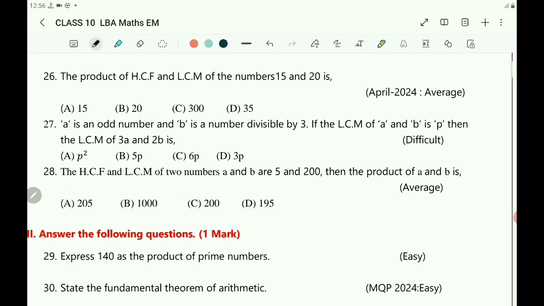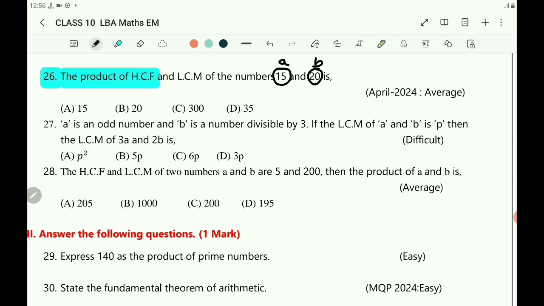Then take question number 26. The product of HCF and LCM of the numbers 15 and 20 is. Here two numbers are given, 15 and 20. This is A, this is B. What do you have to find out? H into L we have to find out.